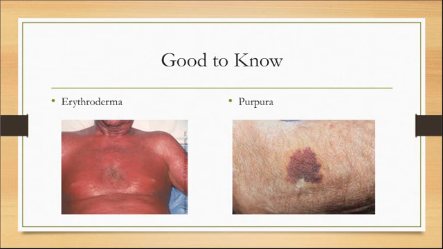Erythroderma, that means red skin condition. And here we see someone that has turned very red. Purpura, that's a type of bruise that occurs in a person with fragile skin. And a lot of times we'll see that in the elderly population.